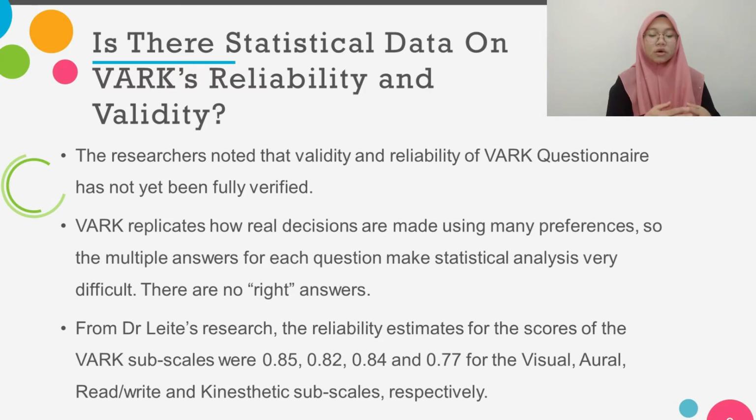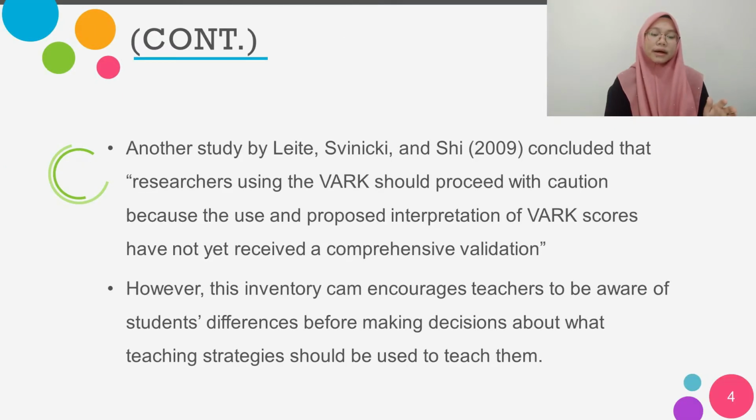Well, for other studies, Dr. Leite found the reliability estimates for the scores of the VARK subscales were 0.85, 0.84, and 0.77 for the visual, aural, read, and kinesthetic subscales respectively. Next, another study by Leite, Svinicki, and Shi in 2009 concluded that researchers using the VARK should proceed with caution because the use and proposed interpretation of VARK scores have not yet received a comprehensive validation.